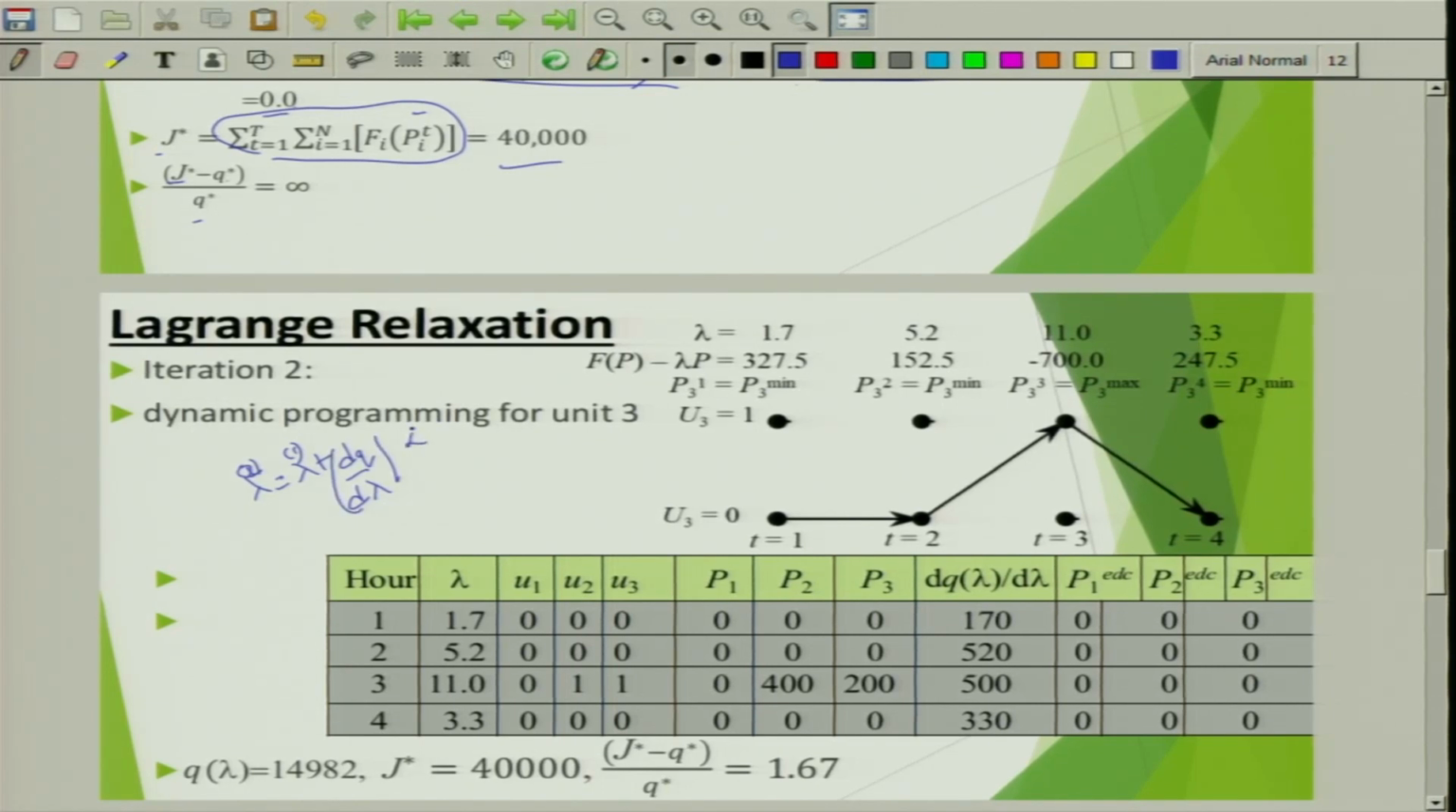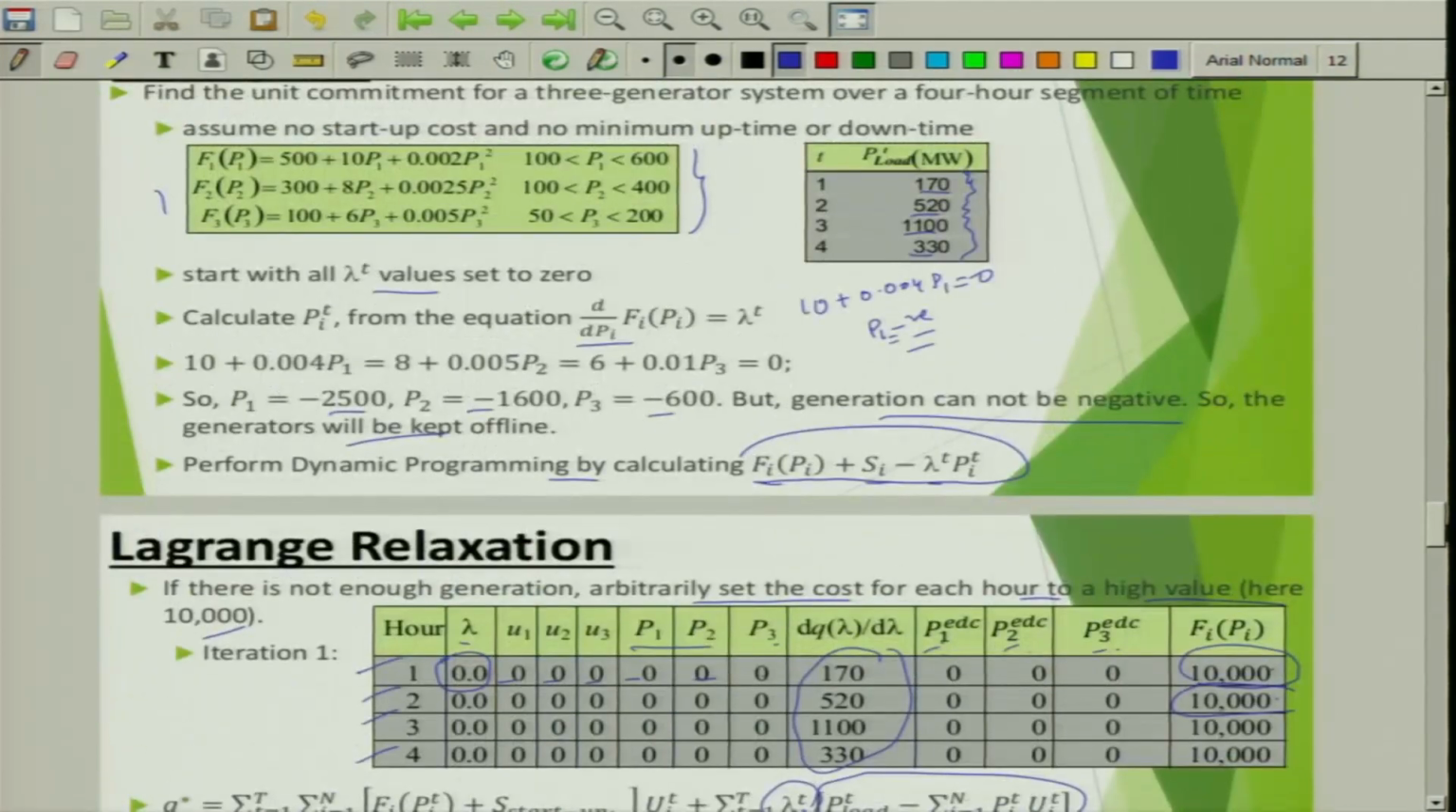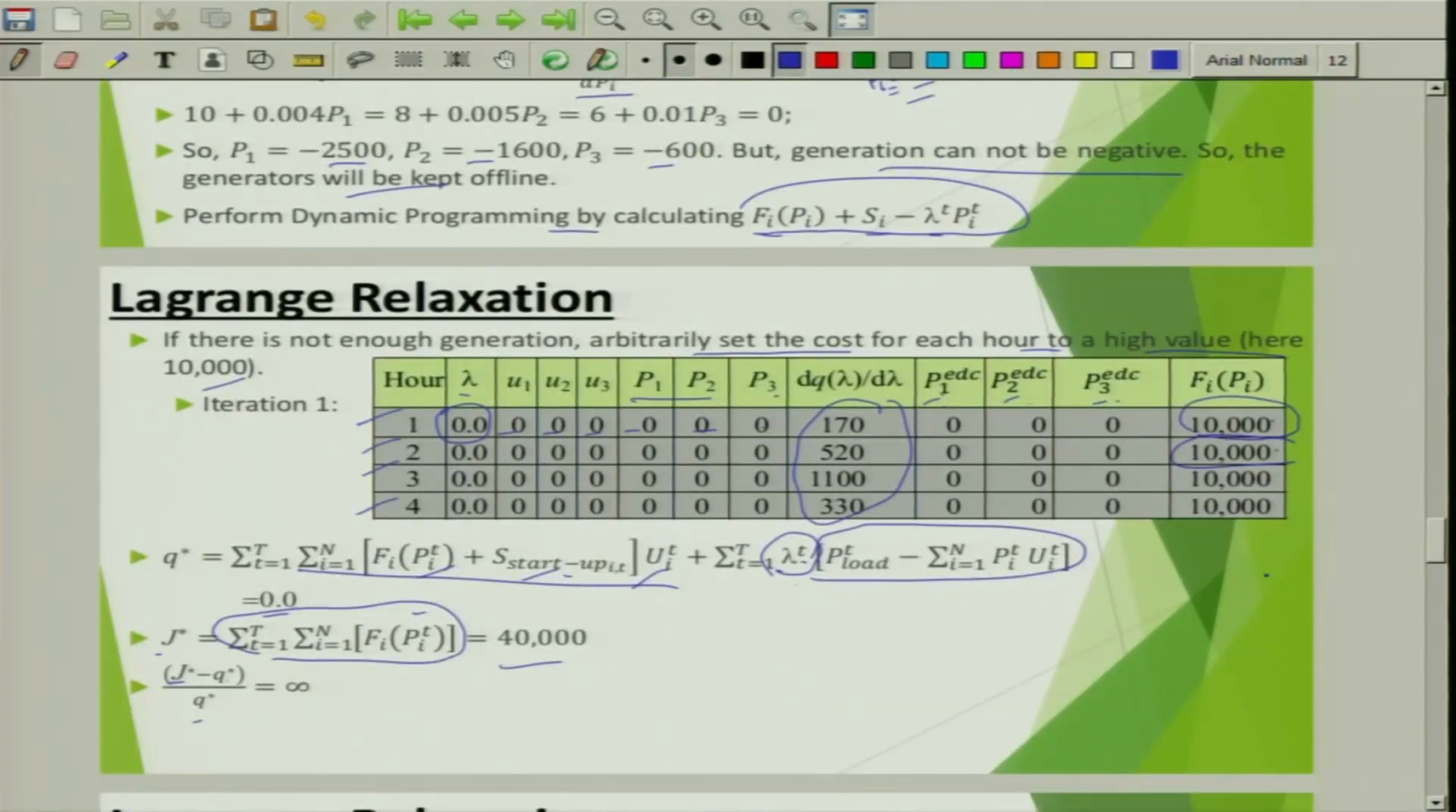So previous lambda was 0. Obtain dq by d lambda, you have already done that. What is the dq by d lambda? That is nothing but these load values. You multiply it by alpha, because dq by d lambda is positive here for all. That means it is indicating you should go in a positive direction. You should increase the lambda, na?